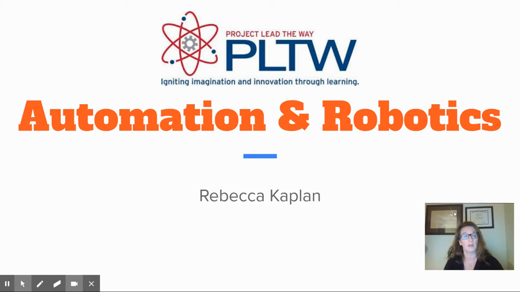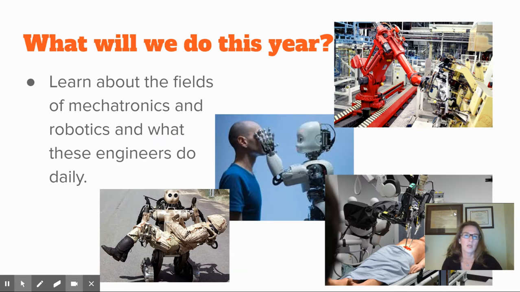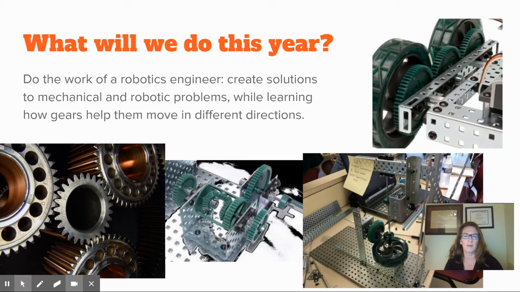In 8th grade, your child will take automation and robotics. So what we're going to be doing this year is learn about what robotics engineers do and the systems that they use to create automated systems. However, one of the most important things that kids are going to learn how to do this year is do the things that those kinds of engineers do. So they're going to be making projects using the VEX robotics system.